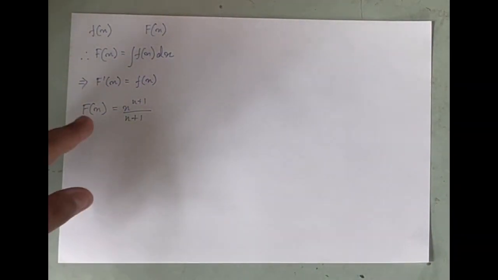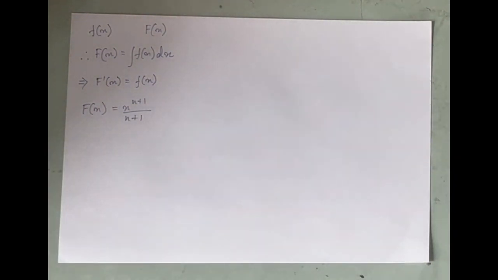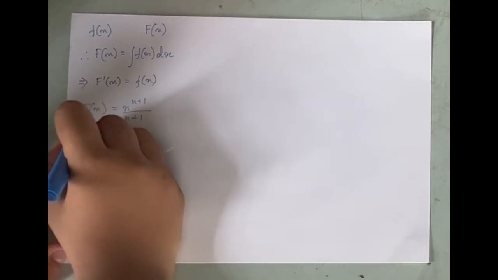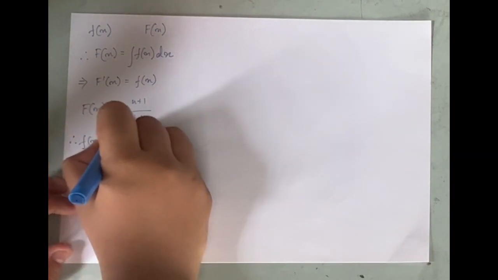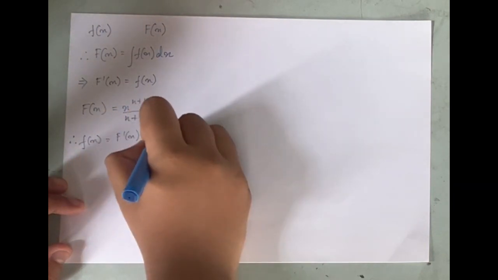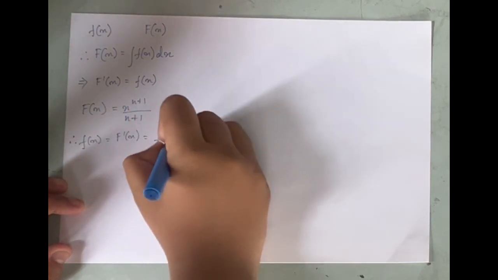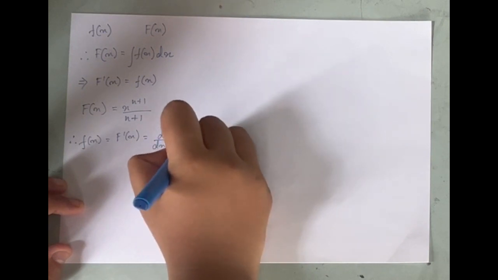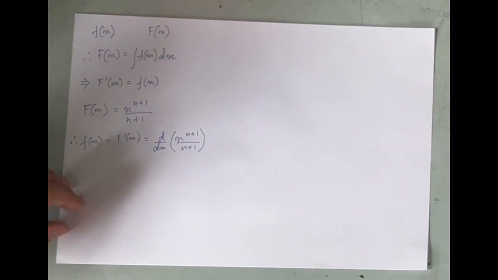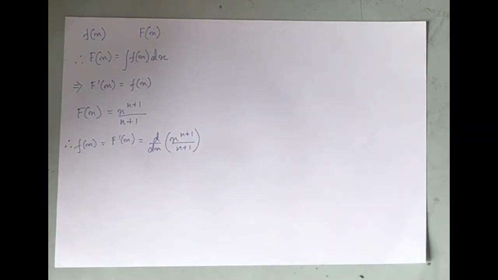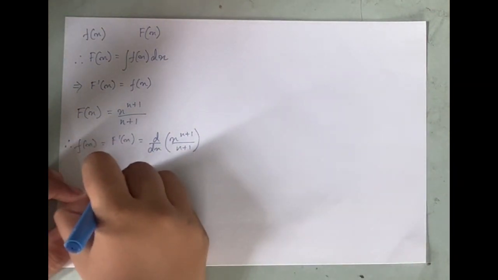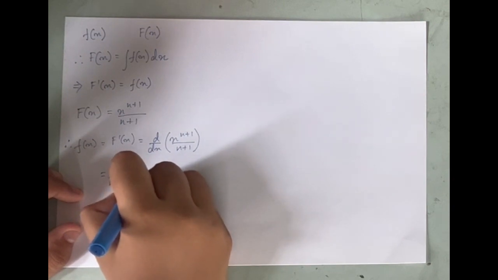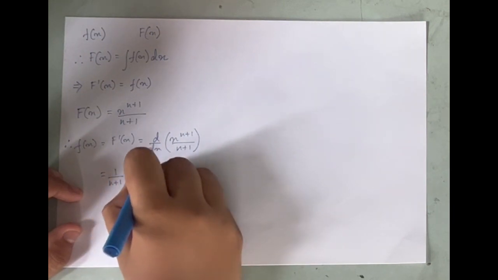Then if I differentiate capital F(x), I will get small f(x). So I will differentiate the function. Therefore f(x) is equal to F dash x, that is d dx of x to the power n plus 1 by n plus 1. Now see here, n plus 1 is a constant, so we can take that constant out of the derivative. So it would be 1 by n plus 1 d dx of x to the power n plus 1. Right?